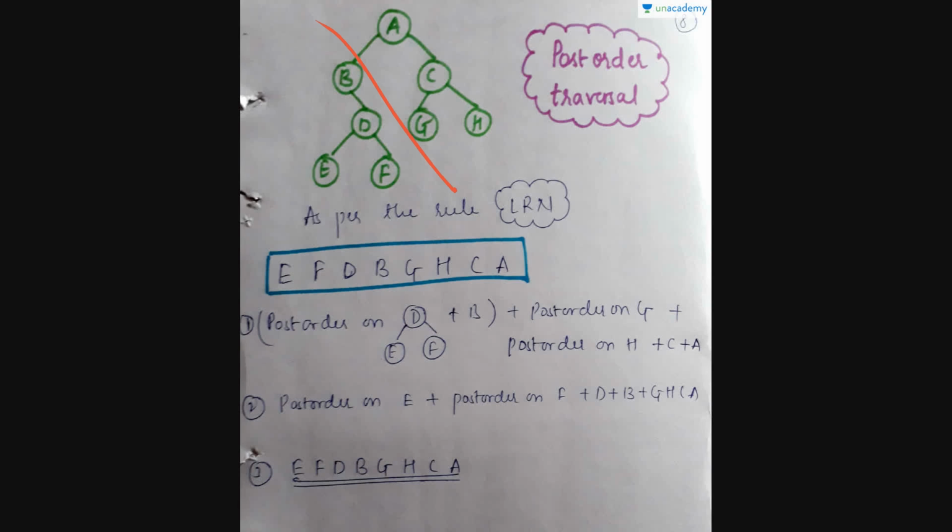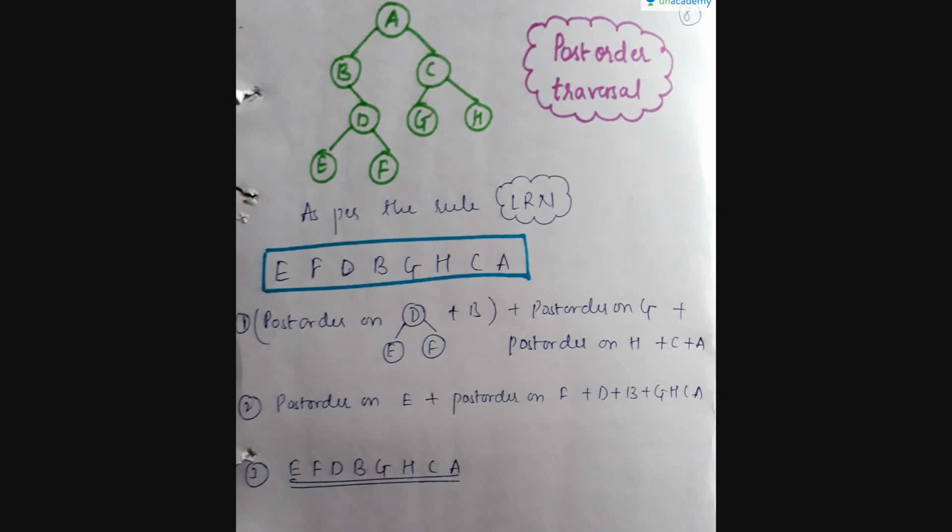Now we go for the right side of A. Here the right side is C. But this is the main root node as it has subnodes. So we go for the left node first. G is the left node. So after B, we go for G. After G, we go for the right node according to the rule LRN. So H will be there. After H, we go for the main node, that is C. C is written. Then comes A over here. So A is at the last: E, F, D, B, G, H, C, A. This is the post order traversal for the given figure.